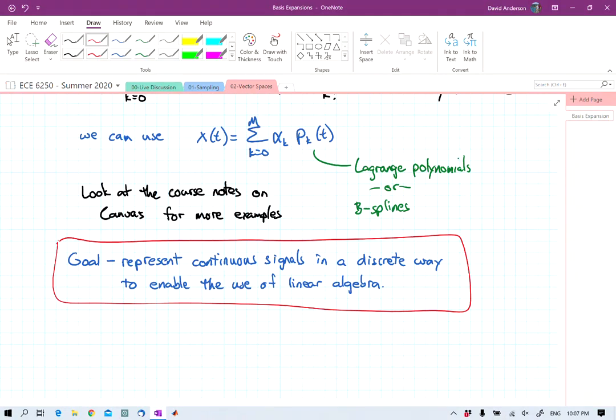Well, from this point on, the course becomes very linear algebra heavy. So in our next lecture, we're going to talk about vector spaces.